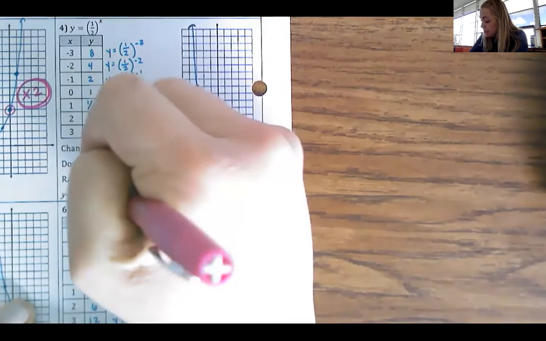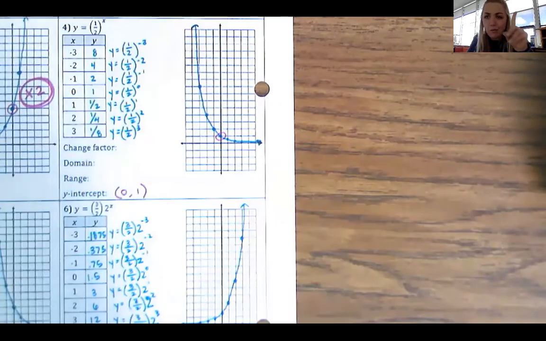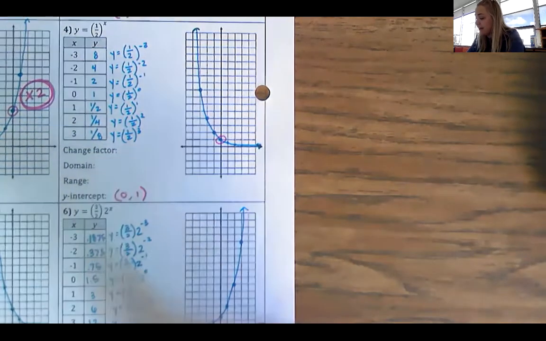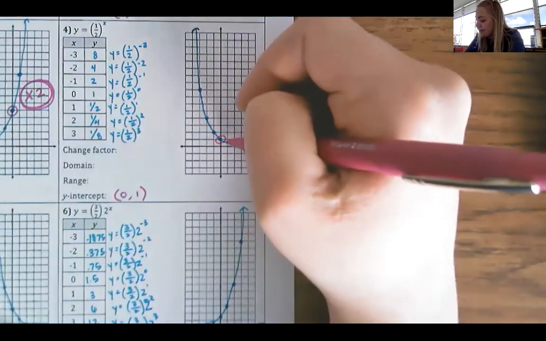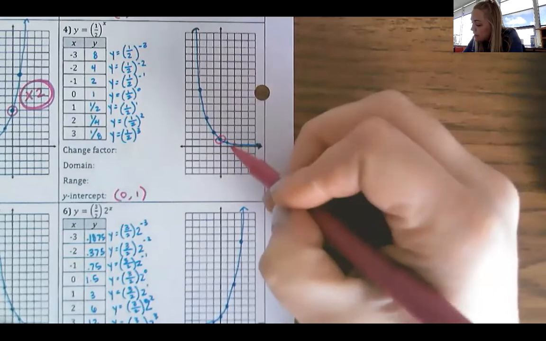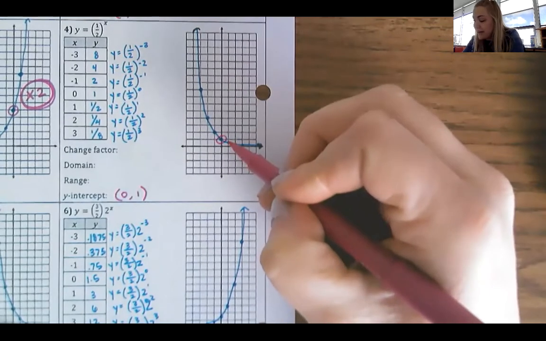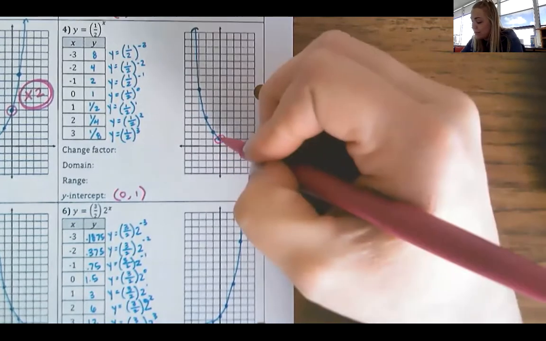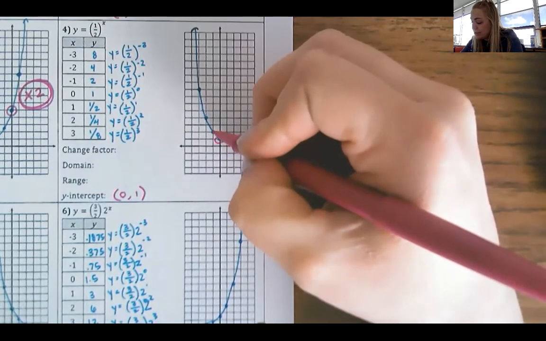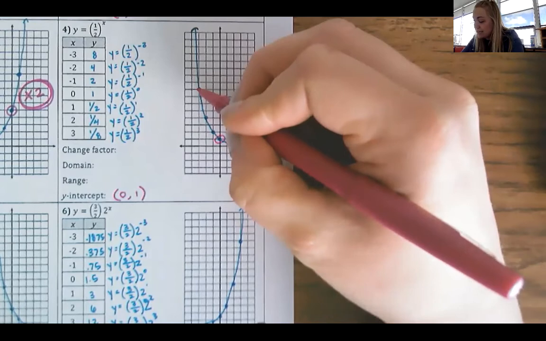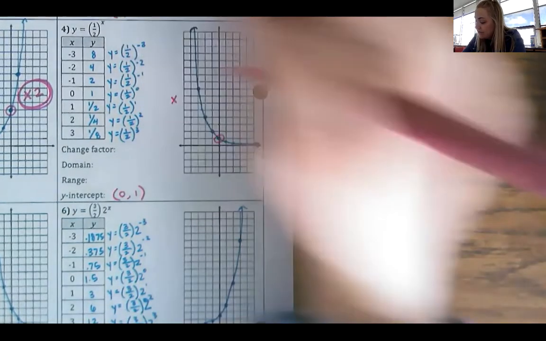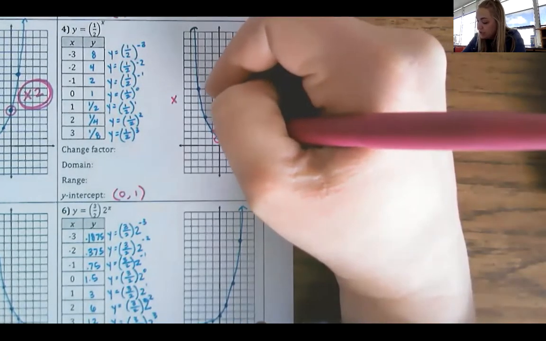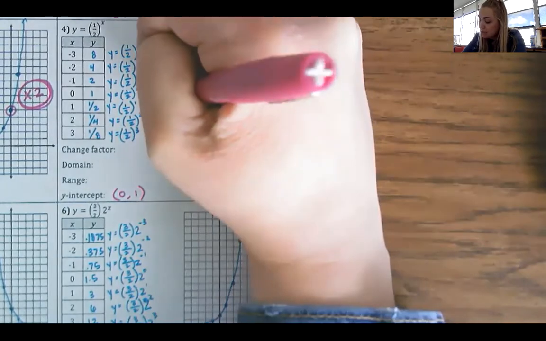So I would say 0, 1, or you could just say 1. In our change factor, well, this is kind of hard to see. If I was just looking at the graph, it's hard to see what the change factor is. So I'm going to look at what it's multiplying the other way. So over here, it's 1, and then it goes to 2, then it goes to 4, then to 8. So on the left side, to go from 1 to 2 to 4 to 8, it's multiplying by 2.